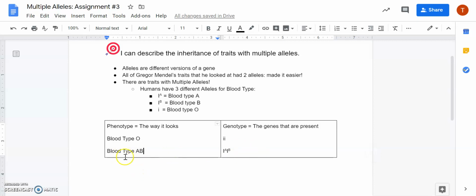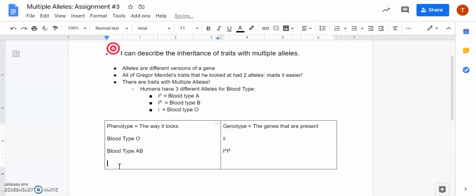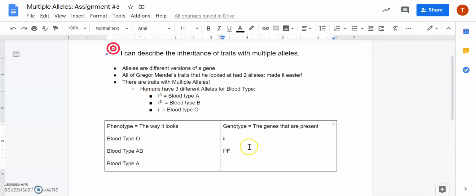So if you know you have blood type AB, which is actually relatively uncommon, you know that your genotype is big IA, big IB. If you have blood type A, you actually have 2 different possible genotypes. And the only way you would know what your genotype was is if you knew your family history or you got your blood tested to find out exactly what you had.